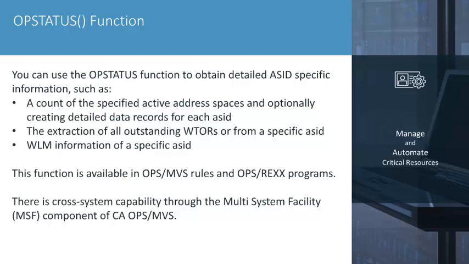The data record will contain information such as the job name, the ACID number, step name, swap status, elapsed time, and much more. Additional ACID information such as WLM related data as well as outstanding WTOR information can also be requested. This function is available to both OPSMVS rules and OPSREX programs and can be optionally routed to a remote OPSMVS system if it is invoked within an OPSREX program and if your installation has the MSF component installed. The MSF component, of course, is an optional interface that provides cross-system OPSMVS communication.